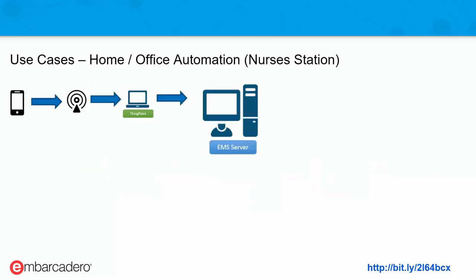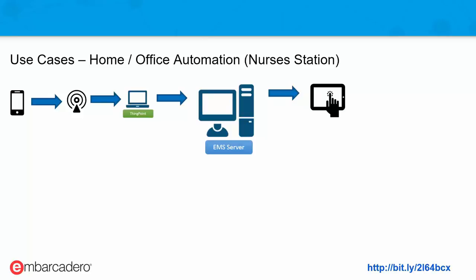Another case is home or office automation. And in fact, one area where we've seen some demand for automation is in the medical industry. So we actually have a nurses station demo in which a nurse's application is running on a patient's phone. That phone is detected by a proximity beacon, which through a thing point communicates to the EMS server, letting the nurse know that the patient has arrived, sending a notification out to their tablet. When the nurse is ready to see the patient, a signal is sent back through the EMS server, which notifies the patient's phone, either by push notification or on the wireless network or some other means.